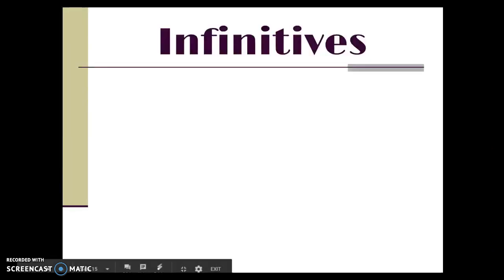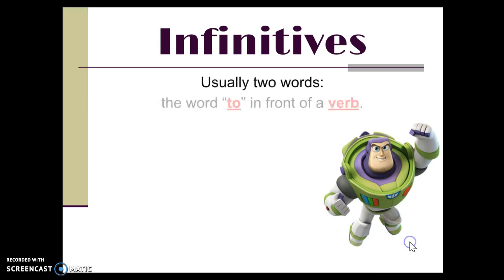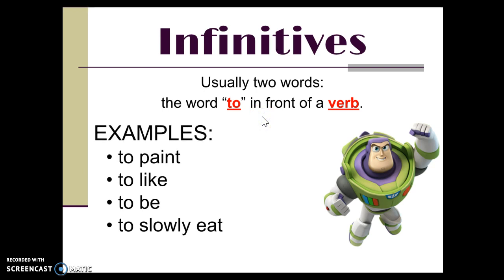An infinitive looks like a prepositional phrase sometimes because it has the word to at the beginning. And to can sometimes be a preposition if it's followed by a noun or a pronoun. But if it's followed by a verb, then it's an infinitive: to paint, to like, to be, to slowly eat. So we really have to keep our eye on the word to. Sometimes it's a preposition if it's followed by a noun, but if it's followed by a verb, it's an infinitive.